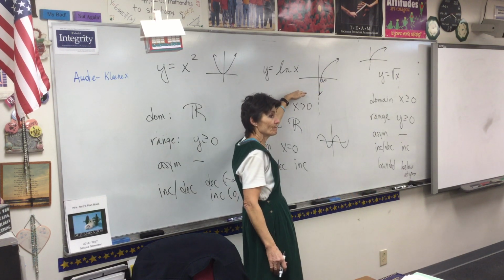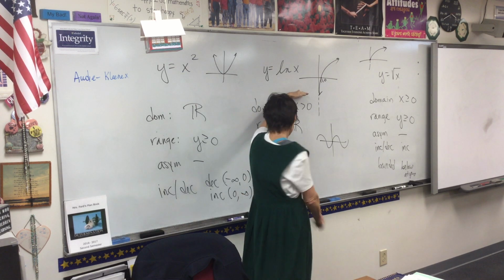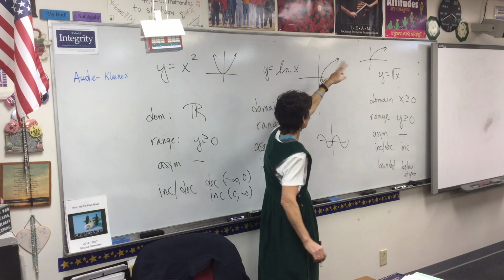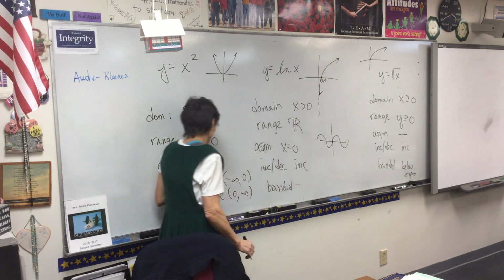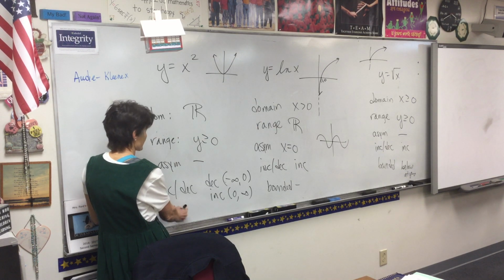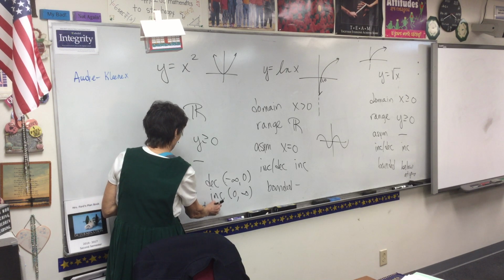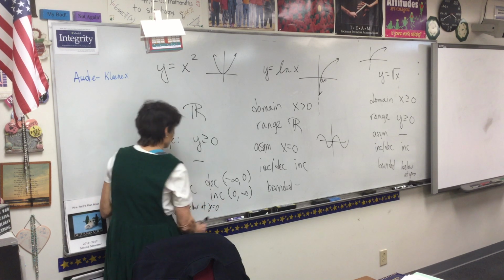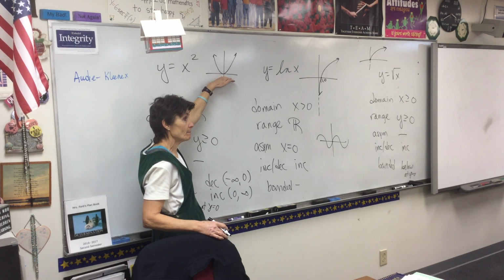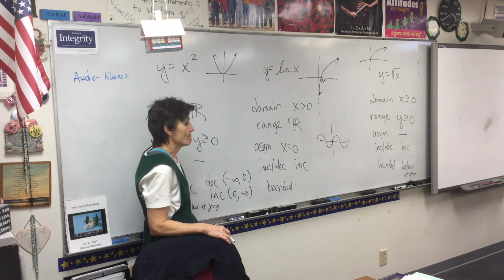What about this one? Is this one bounded? No, it's not bounded above or below. So this one is not bounded at all. It goes up forever and it goes down forever. What about this one? Below. This one's bounded below, just like that one, at y equals 0. Right here. Right? Olivia? If it was upside down, would it be above? Mm-hmm.